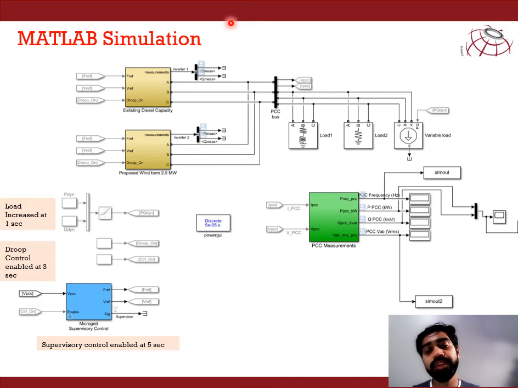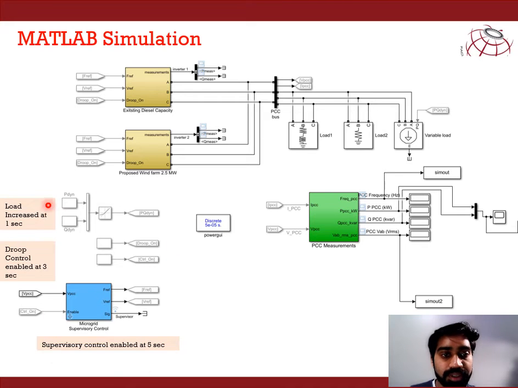So this is the MATLAB simulation block diagram which is carried out in MATLAB Simulink. This block diagram represents the existing diesel capacity which is 1.5 megawatt. This is the MATLAB inbuilt diesel generation system, and this is the wind farm of 2.5 megawatt, which are both connected with the point of common coupling, and there is a load also connected with that. And I have added a variable load to check the dynamic condition with increasing load as well.